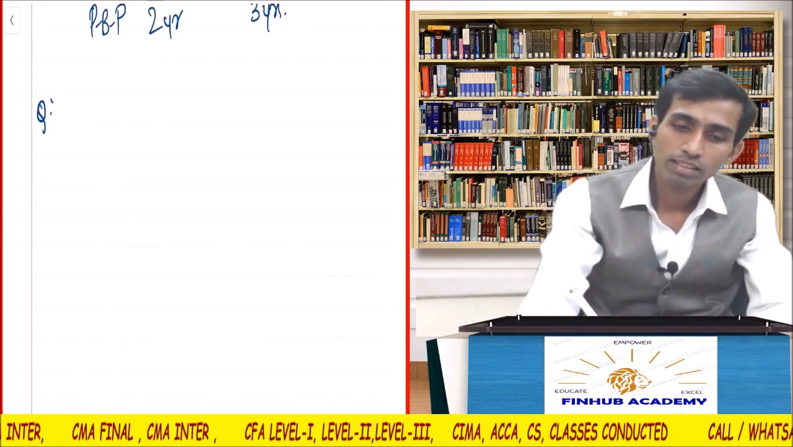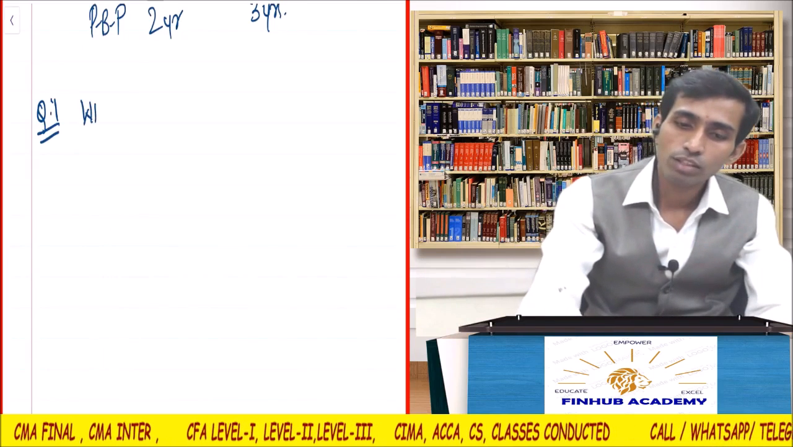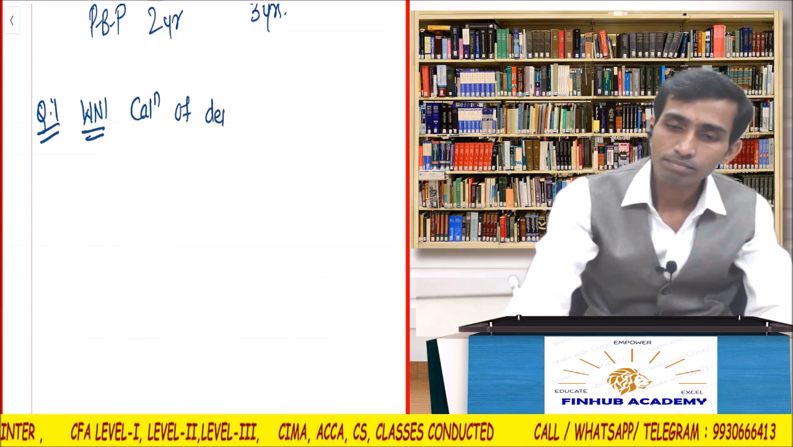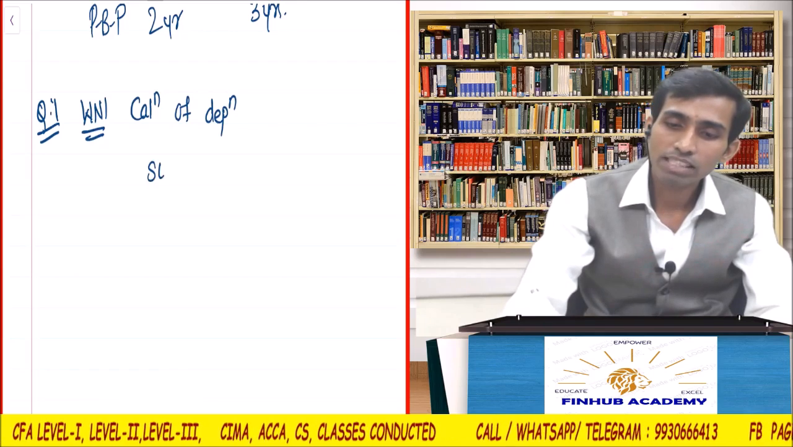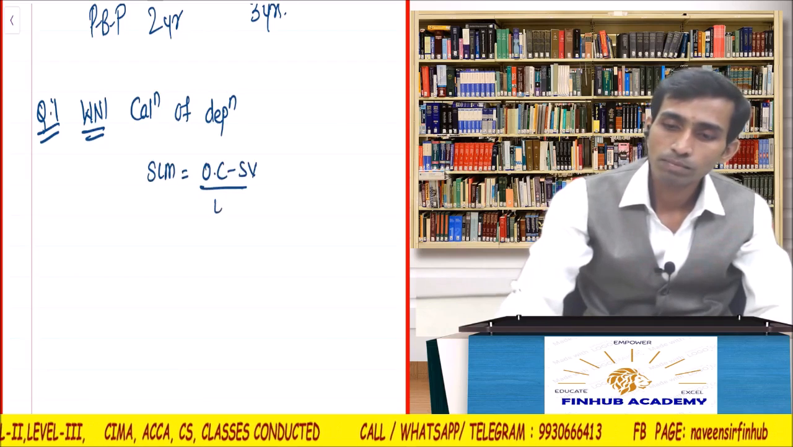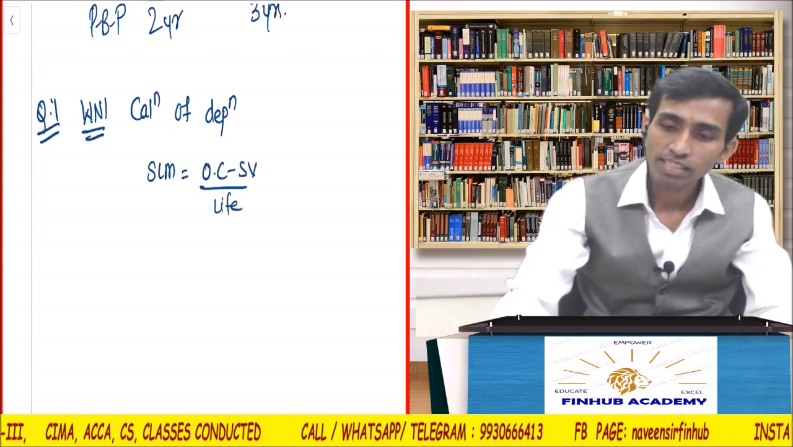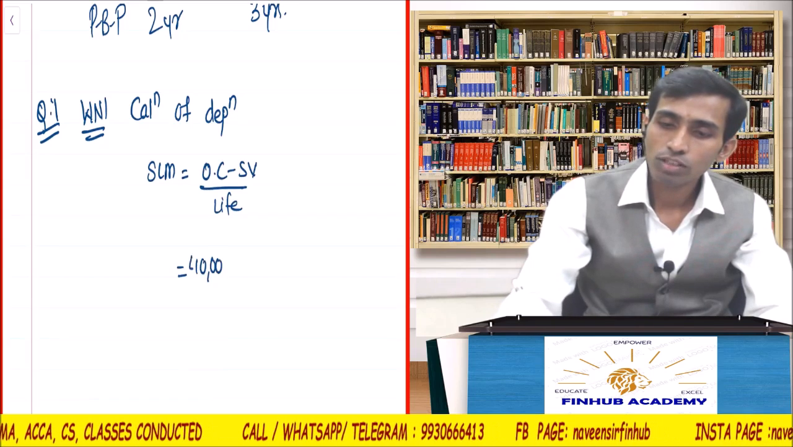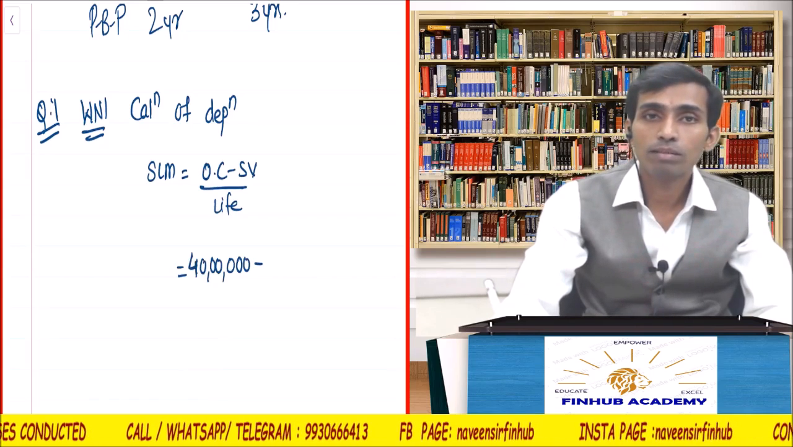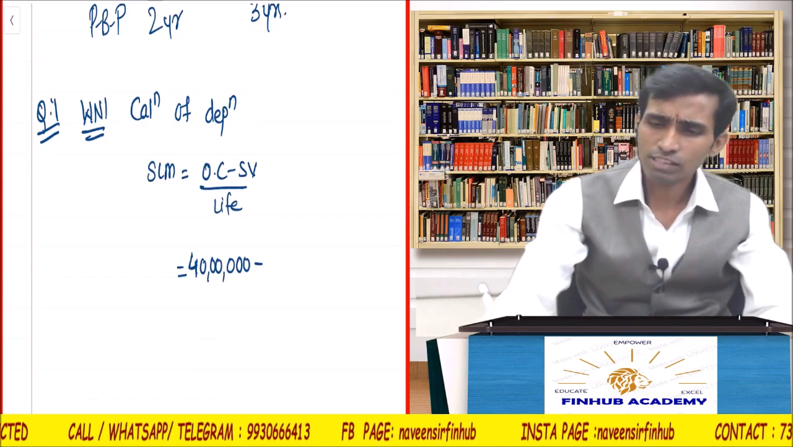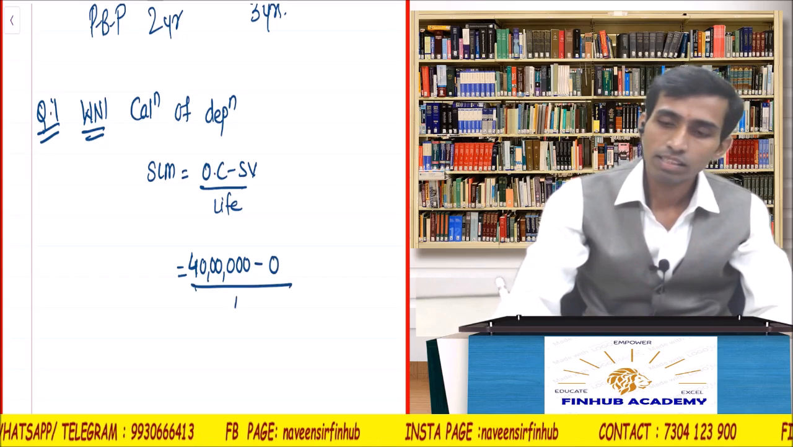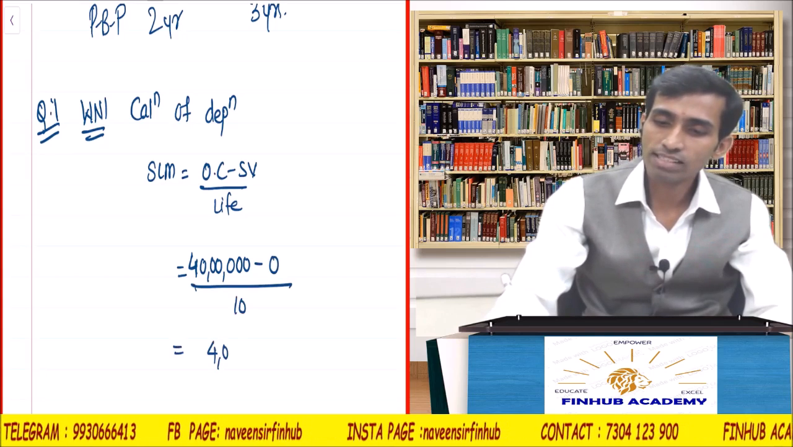Question number 1. First step, working note number 1 should be calculation of depreciation. Straight line method if nothing is mentioned. Original cost is how much? 40 lakhs. Be careful, some people take PBDT instead of the original cost. Salvage value is how much? 0. Life is how much? 10. So depreciation is 4 lakhs.